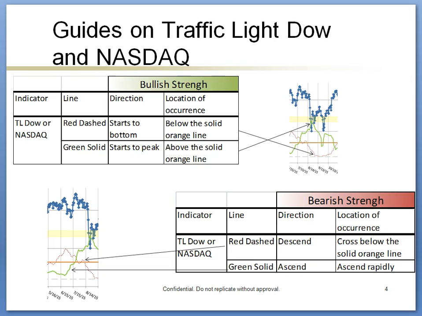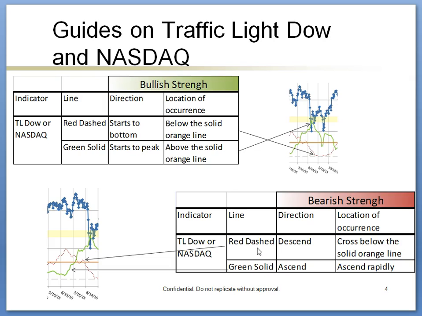Here is the guide I will apply when we review traffic light Dow and NASDAQ to identify intermediate entry and exit points. When the line is peaking or bottoming, it is an indication market direction is about to change. The location of peaking and bottoming can be significant. The bullish indication often shows up when the red dashed line starts to bottom or the solid green line starts to peak. If the bottoming of the red dashed line happens below the solid orange line and the peaking of the green line is above the solid orange line, the bullish posture is stronger.